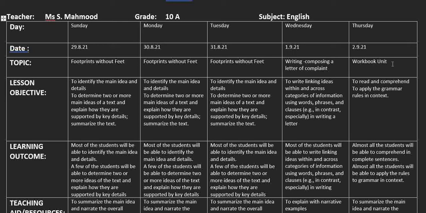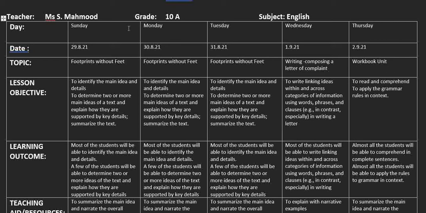Then we have the workbook. We will continue from the point where we had left before the vacation. So most probably it was unit 4 that we had ended and we need to begin with unit 5. Again it is over to the students because it's an independent practice. Wherever the students have left, we will continue from there.